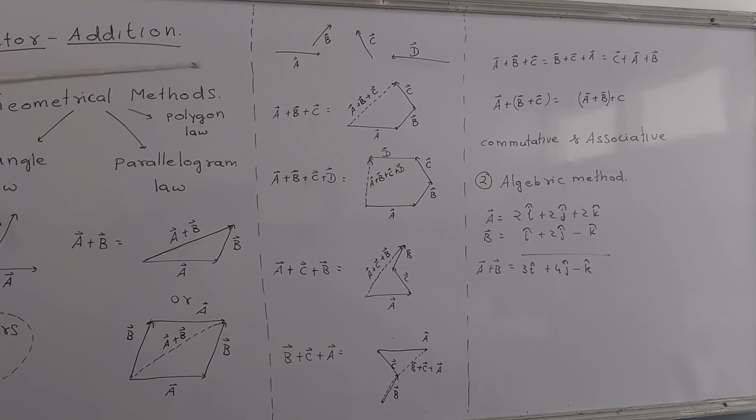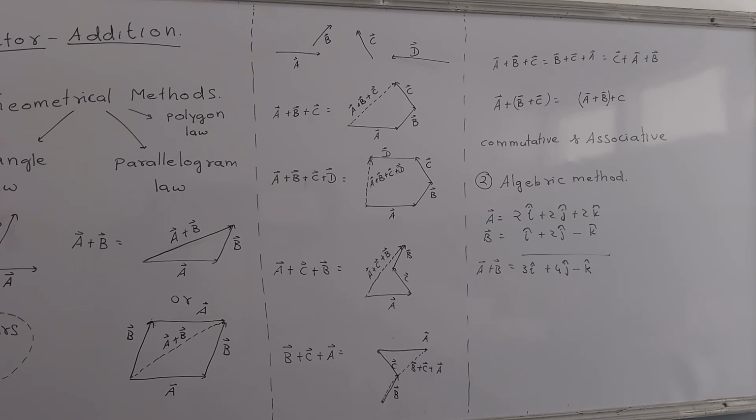That means A plus B plus C is equal to A plus C plus B, which is equal to B plus C plus A. Okay. That means vector addition is commutative. Now why do we call this the polygon law? Because when you do all the operations, finally what you get is a polygon.